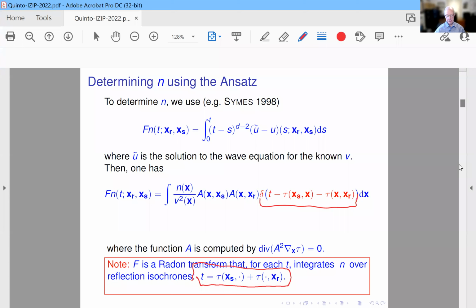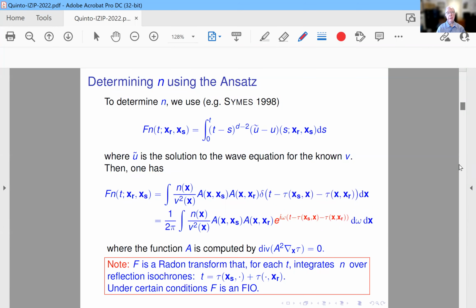And so that's good. But also, if you take a Fourier transform in t and omega, the dual variable, you get this expression, which under certain conditions is a phase function of a Fourier integral operator, and that turns F into a Fourier integral operator.